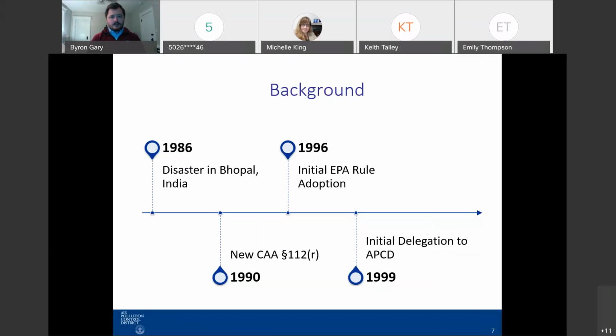In 1996, 6 years after the adoption of the Clean Air Act amendments in 1990, EPA adopted their initial 40 CFR Part 68 rule. That's where the regulation implementing Section 112R is found in the federal regulations. And then 3 years later, that implementation of the rule was delegated to APCD for implementation here in Louisville.